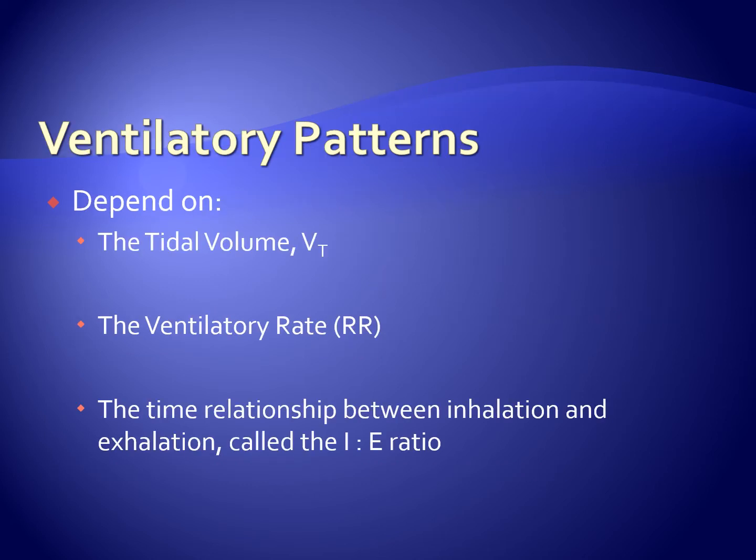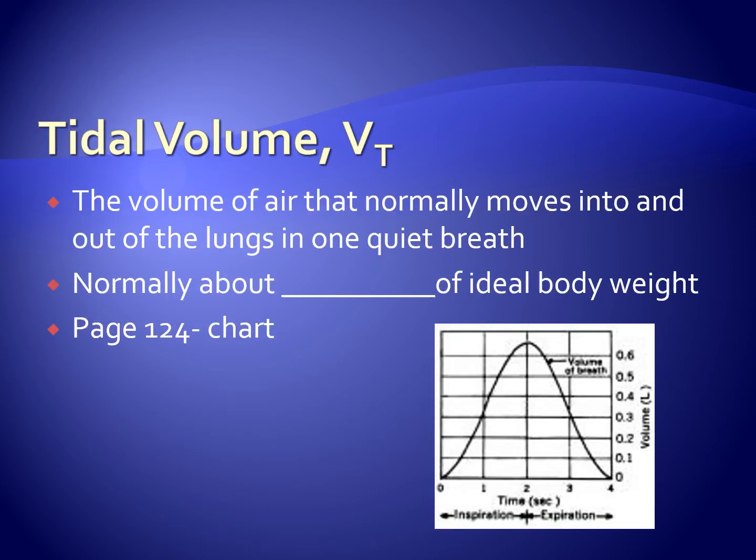All right, breathing patterns. This is based upon your tidal volume and your rate of breathing. So this is the relationship between the two. We call inspiratory to expiratory ratio. So how deep and fast you breathe will affect your breathing patterns. So the volume of gas that normally moves into and out of the lungs in one quiet breath is about 5 to 7 milliliters per kilogram of ideal body weight. All right, 5 to 7 milliliters per kilogram per ideal body weight.